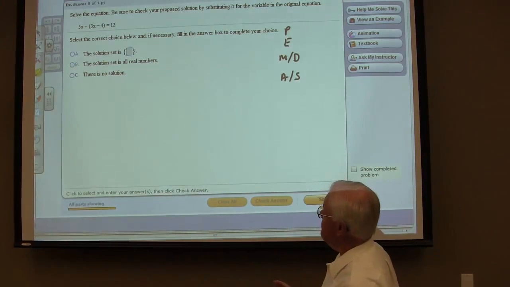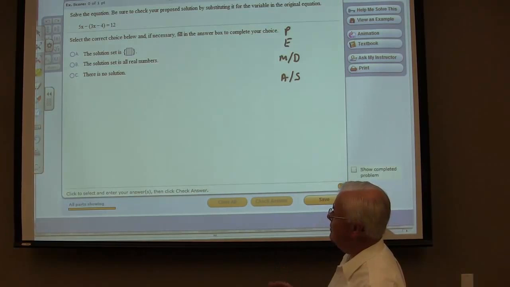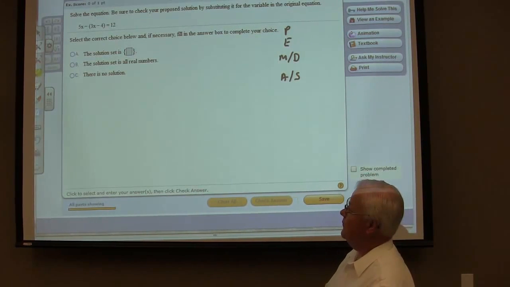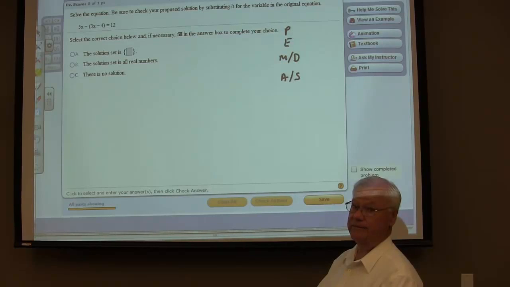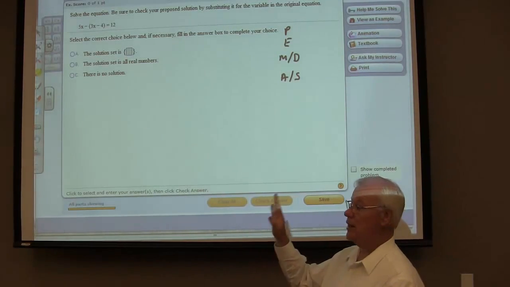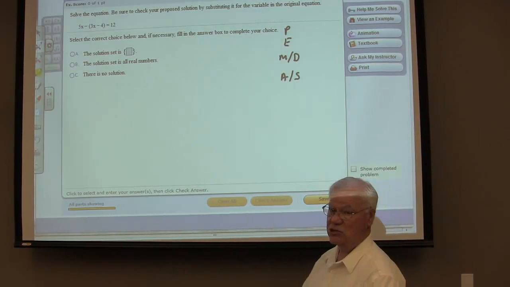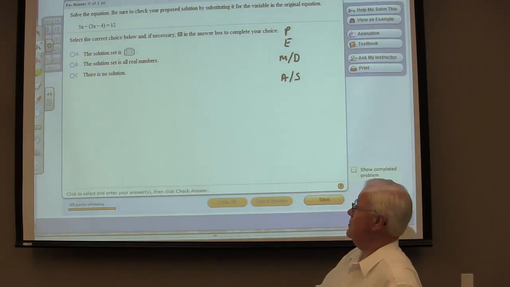That parentheses is 3x minus 4. That's what's inside the parentheses. Can I simplify 3x minus 4? No. They're two unlike terms. It's an x term and a constant term. Cannot combine those. So now I must go outside the parentheses.